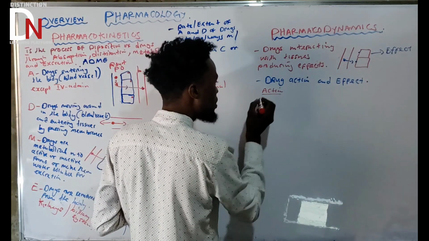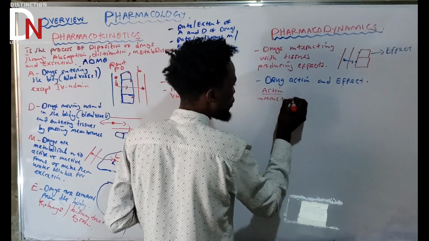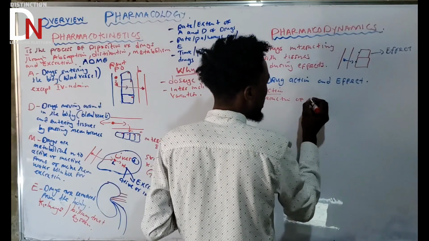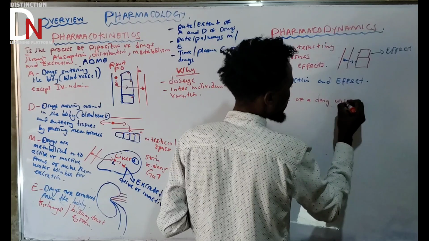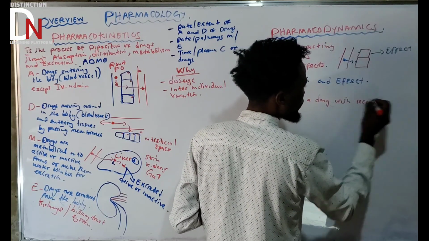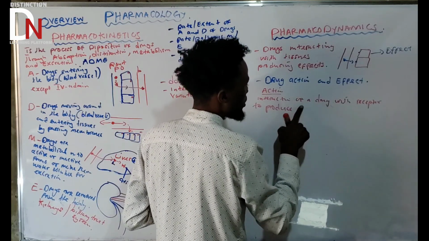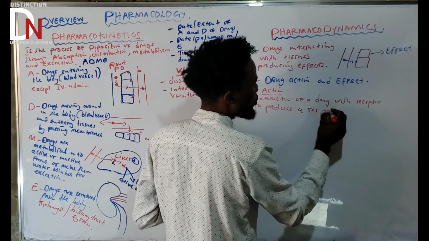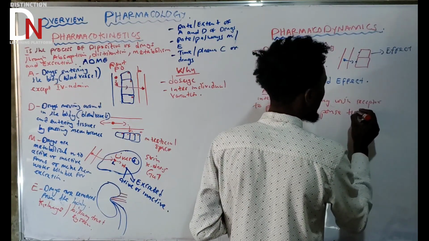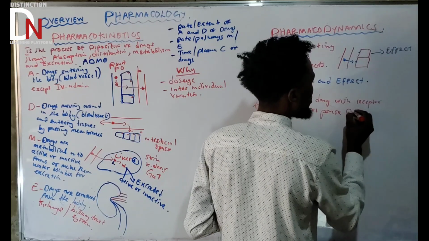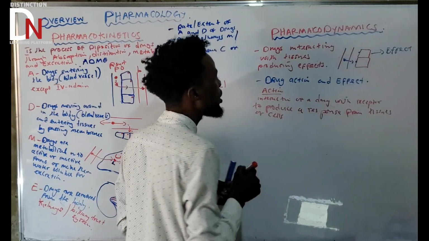Okay, what are we saying? We are saying drug action is what? Just basically interaction of a drug with a receptor. Okay, this is what we are saying, to produce what? To produce a response. From where? Where are we getting the response from? From tissues or cells. Okay, that is all about action.